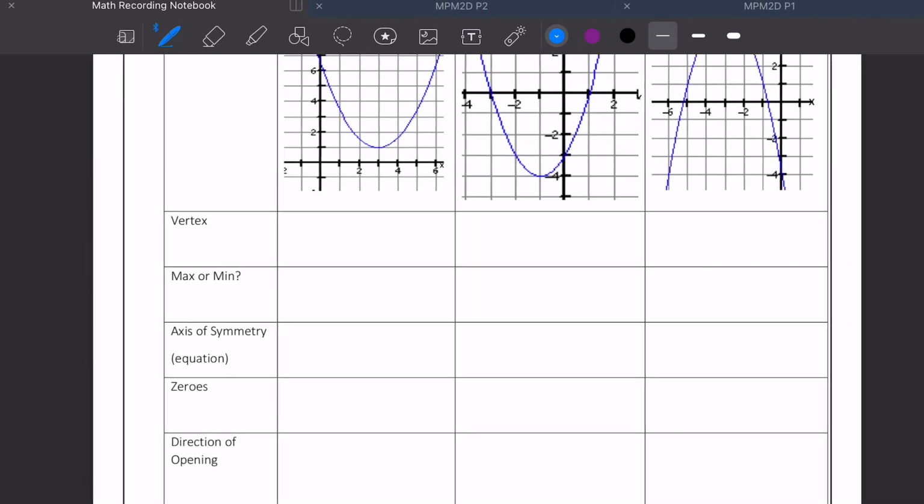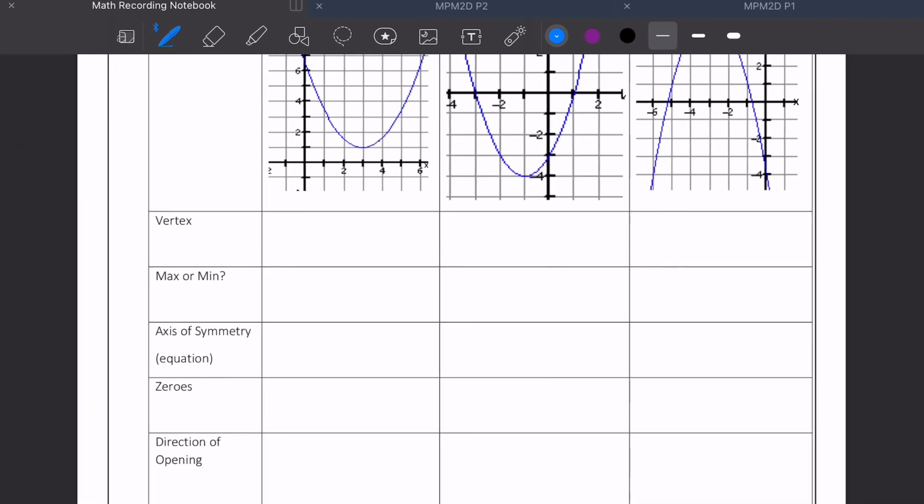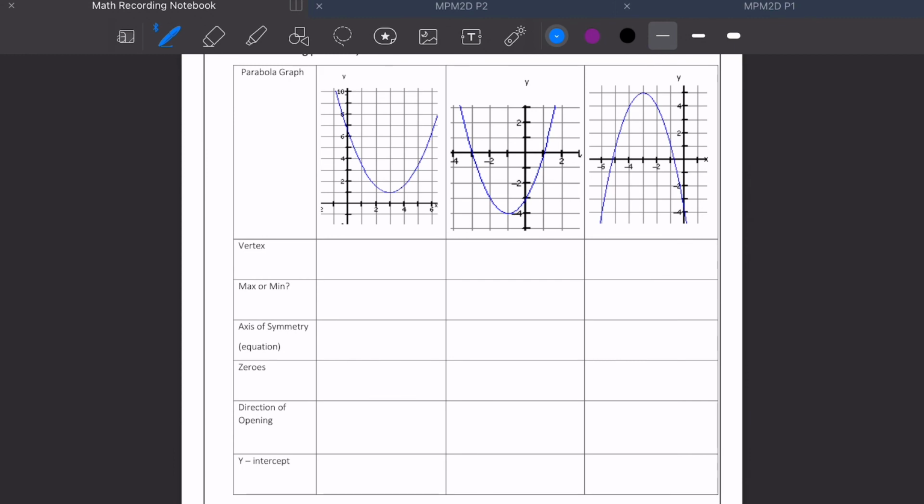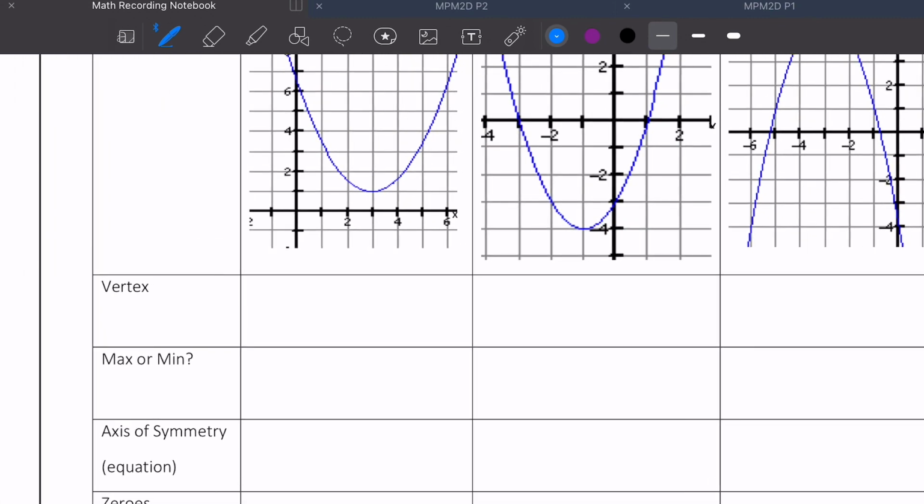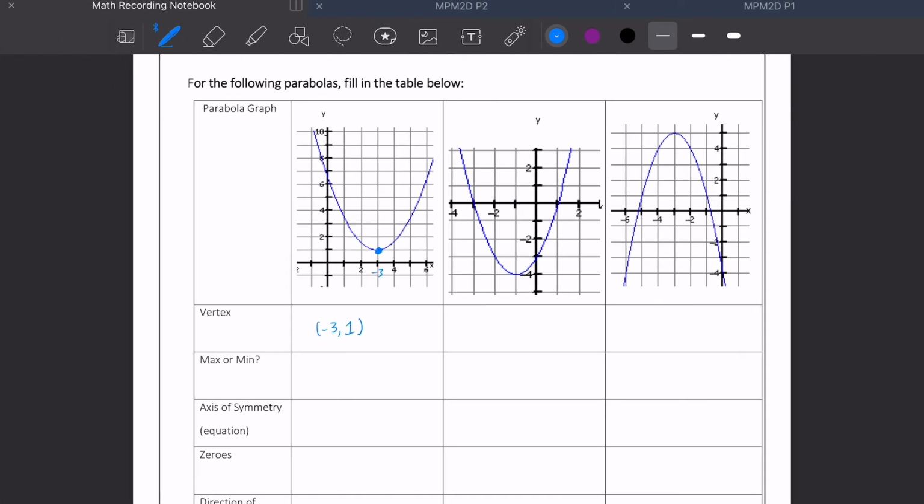Okay, so let's go through these. Our vertex is the lowest or highest point of our graph. So if we're looking at this first one here, our vertex is right here. It's our lowest point in the graph. It's at (-3, 1). Is it a max or a minimum? We look: is everything going above it, or is everything going below it? In this case, everything's going above it. So this is our lowest possible value. So therefore, it is a minimum.